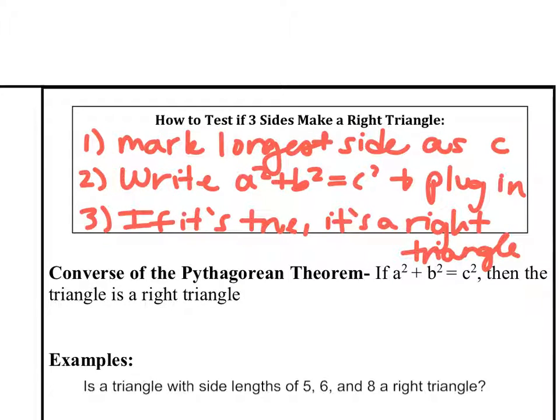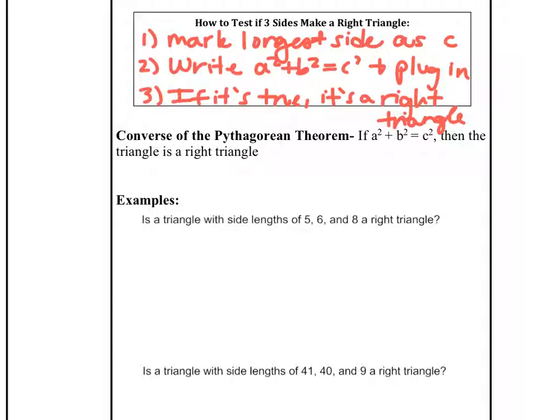That's easy, promise. I'm looking at these 3 numbers. Is a triangle with side lengths of 5, 6, and 8 a right triangle? The longest side is C. So guys, which number, 5, 6, or 8? Which number is going to be C? 8. So I'm going to circle 8, just like we do in the triangle, and write C. Because if you know that one is C, then the other ones have to be A and B.